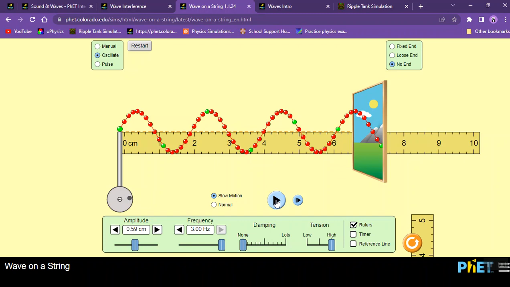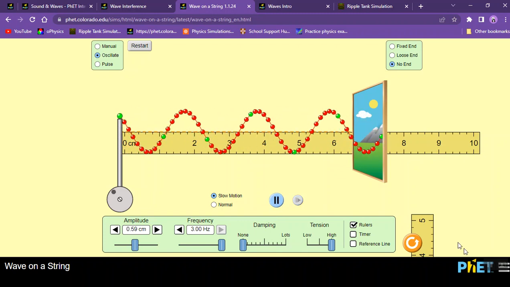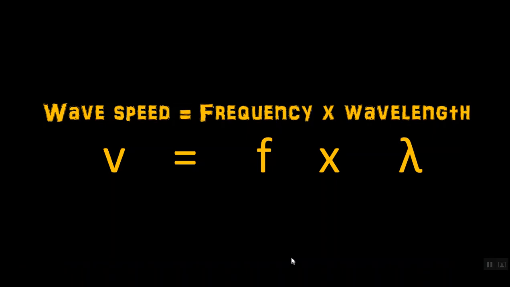So to calculate the speed at which the wave moves, we can take the frequency and multiply it by the wavelength. And this will guide us to our formula, which says wave speed is frequency times wavelength.